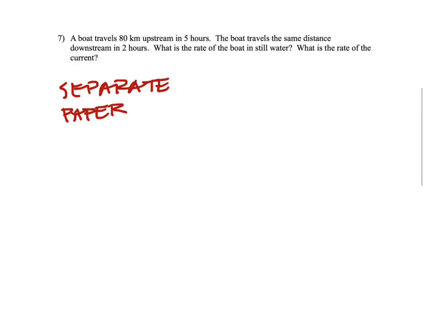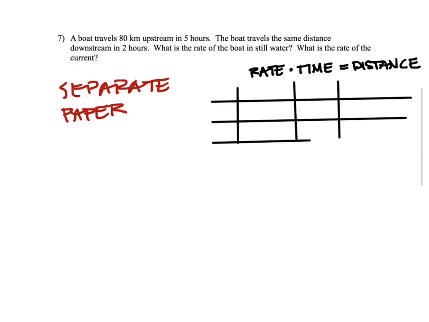is. Now here we're going to want to take a look at our 7.4 age and rate puzzles notes. And we're going to create a table because this is a rate puzzle. We're going to remind ourselves that rate times time is equal to distance and set up a chart. So I'm going to set up first the idea of with the current and against the current.